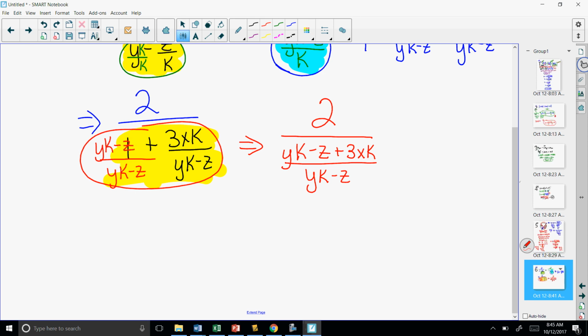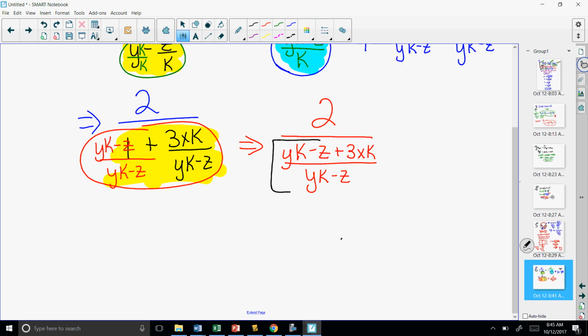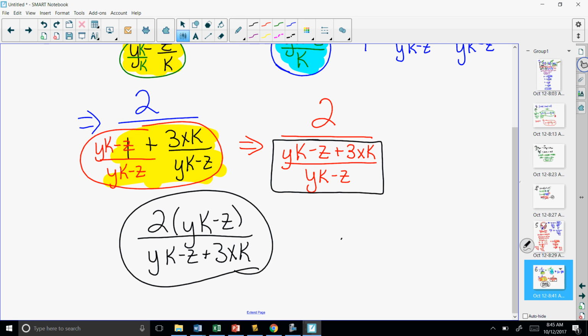So you need to flip. You need to flip this denominator fraction and multiply it by 2. So when you get that, you get 2 over that long denominator of yk minus z plus 3xk. Now you could multiply the numerator out if you wanted to, but in order to simplify it, we'd have to see if there's anything that would cancel, and to help with canceling, you factor. So leaving it in the factored form is fine.